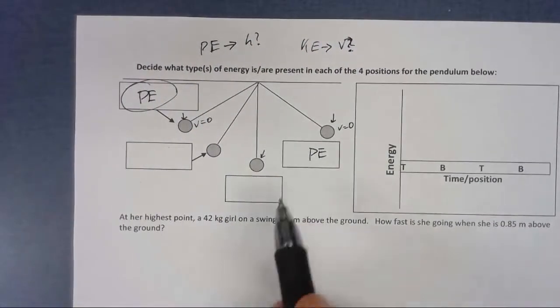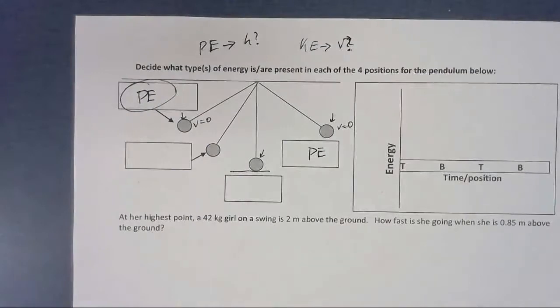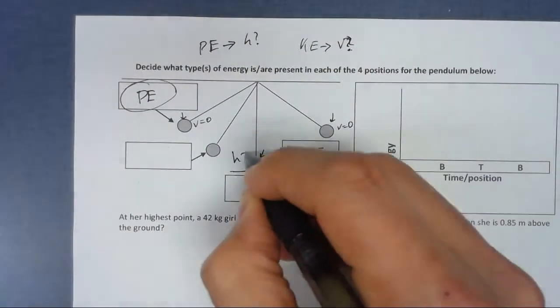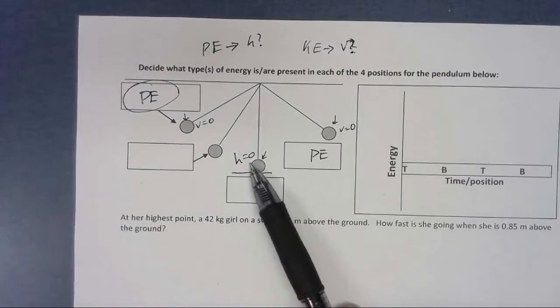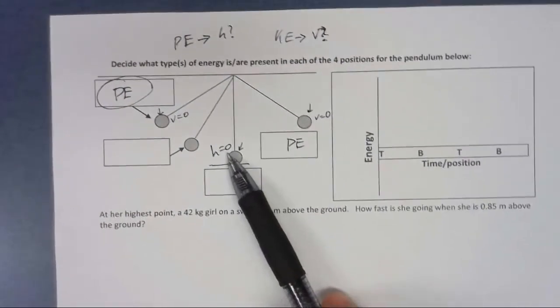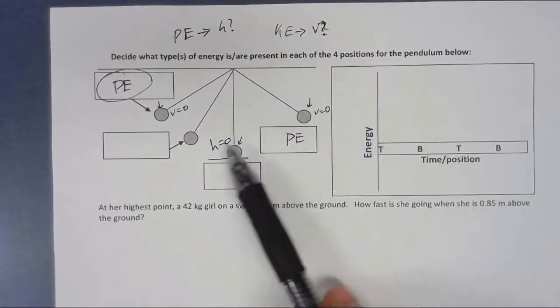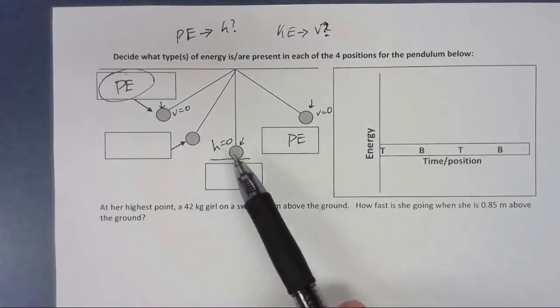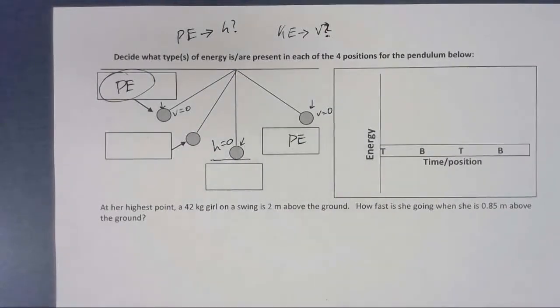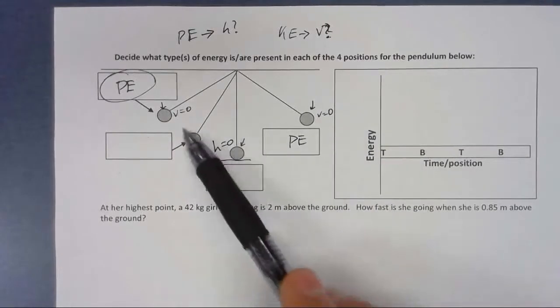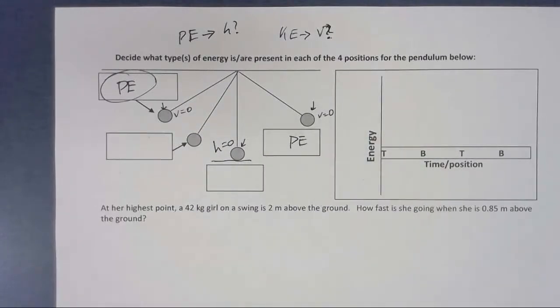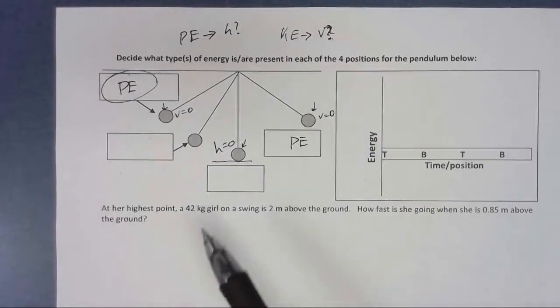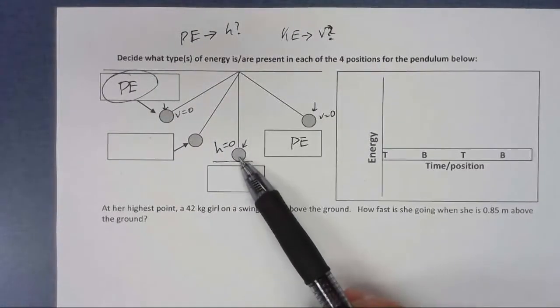Let's go to the one at the bottom. Height is 0. So the question, is there height? The answer is no. There's no potential energy. Is there speed? These balls at this position are not still. These are like snapshots in time of a pendulum that is actively swinging back and forth. So is there speed here? Yes, there is. As a matter of fact, that's the highest speed in the whole thing.